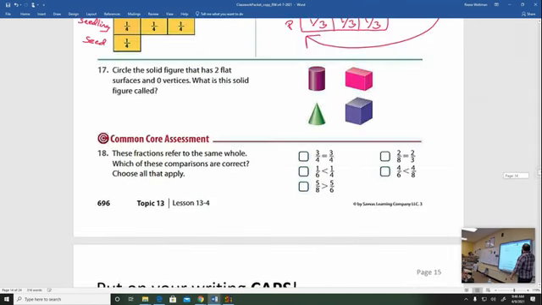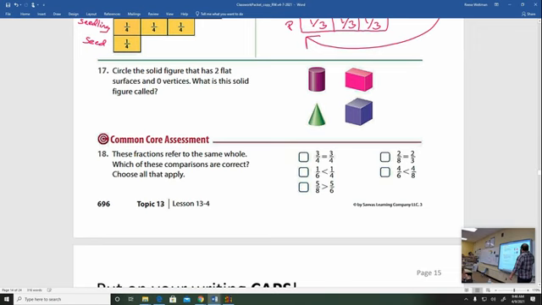So now we need to start. You know what I think we're going to start doing? I think every morning we're going to start going over our shapes again, because we haven't done a whole lot of shapes yet this year, and you guys are going to need it because we're going to start doing some state test stuff very shortly. So on this one, circle the solid figure that has 2 flat surfaces and 0 vertices. What are they called? There are 2 things you have to do here.